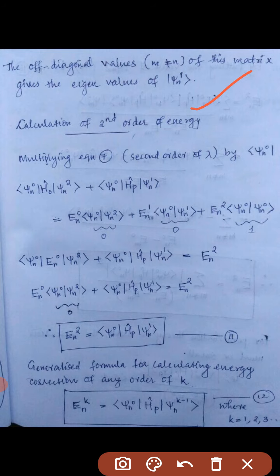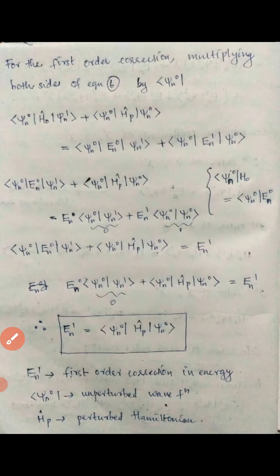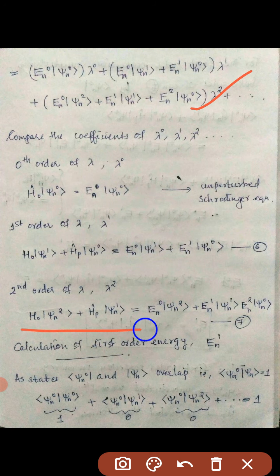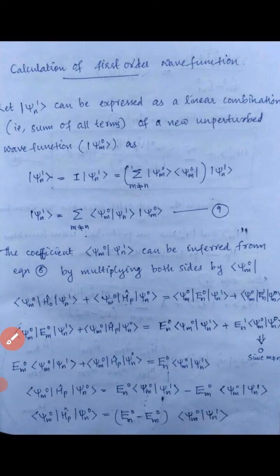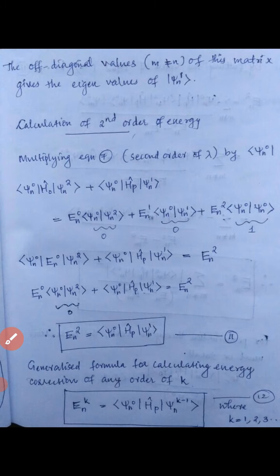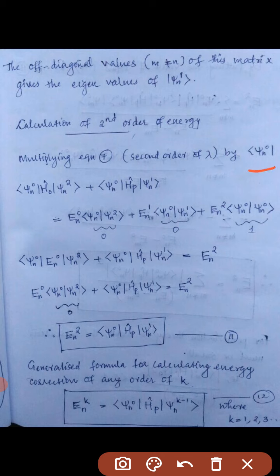Now the calculation of second order energy. For that we have to multiply equation number 7, that is second order of lambda. In order to find the second order energy value, we multiply equation number 7 by psi n0. I multiplied both sides, and this is equal to 0 and here 0 and this is 2. Here also this is 0 and this is 1. So this is also 0, and here psi n0 with psi n0, so this inner product is 1.